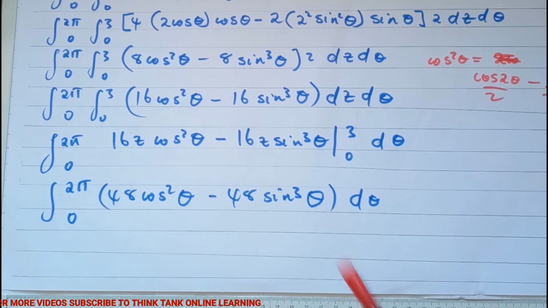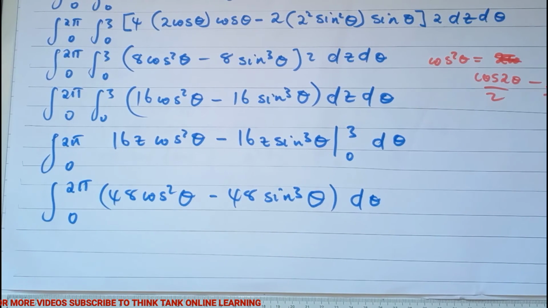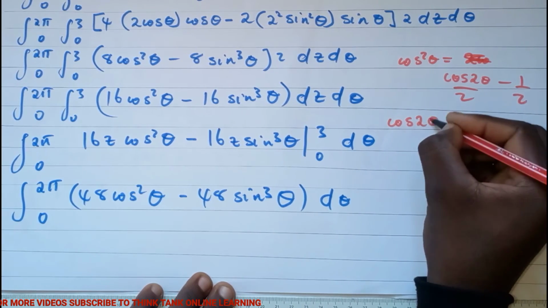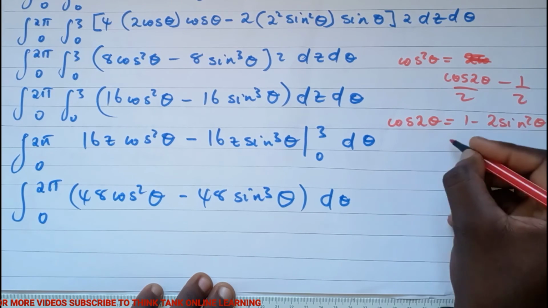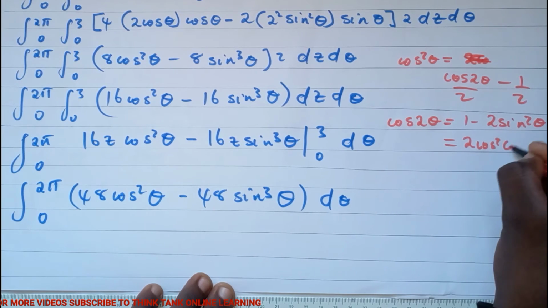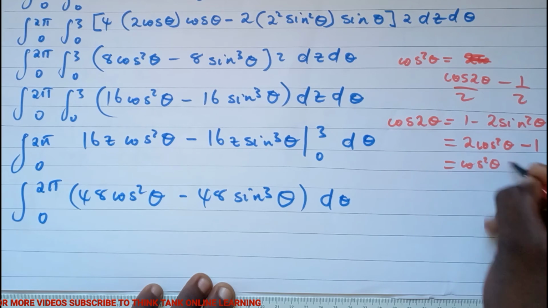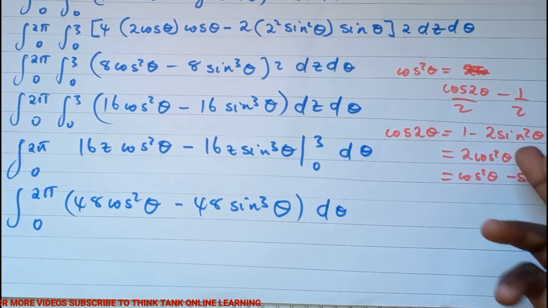Okay, but just know this is equal to 0, but cos squared theta is not equal to 0. Okay, so now let me just write all the identities here. In other words, cos 2 theta is equal to 1 minus 2 sine squared theta, or 2 cos squared theta minus 1, or cos squared theta minus sine squared theta.